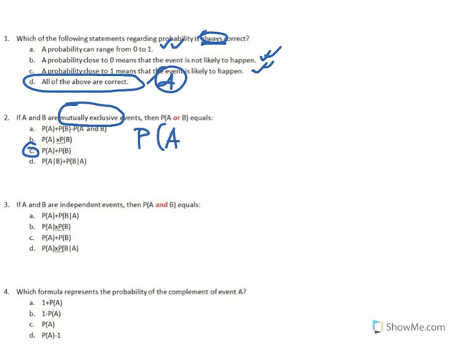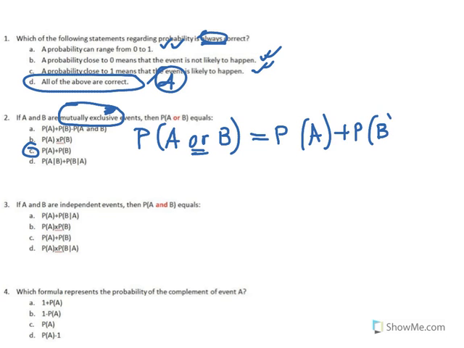The probability of event A or B in mutually exclusive events will be equal to the probability of event A plus the probability of event B. We don't need to subtract the probability of both, right? We do subtract the probability of A and B when the events are not mutually exclusive.